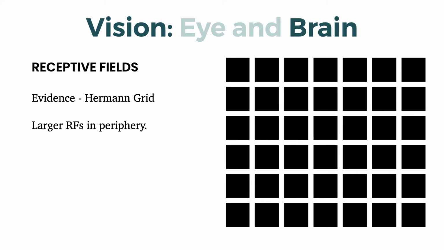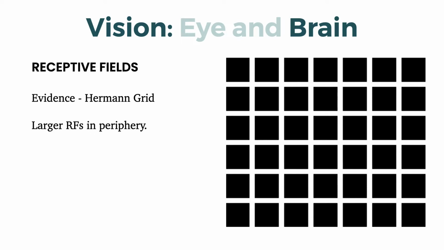So let's have a look at how this works in practice. Okay, this is called a Hermann grid. And this is actually a demonstration of your receptive fields at work. Now, the big thing to remember is that we have larger receptive fields in the periphery.